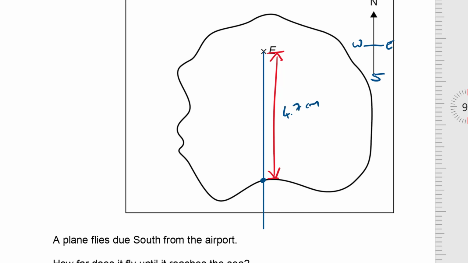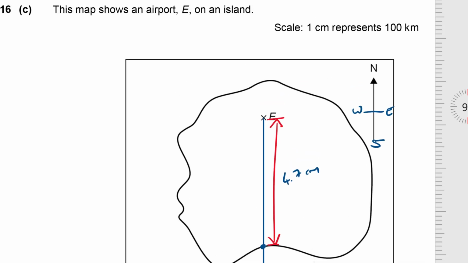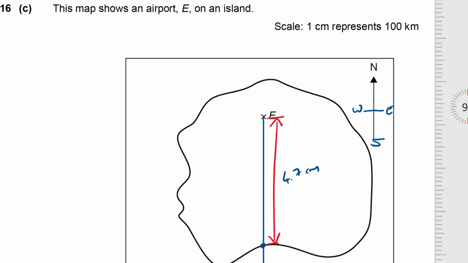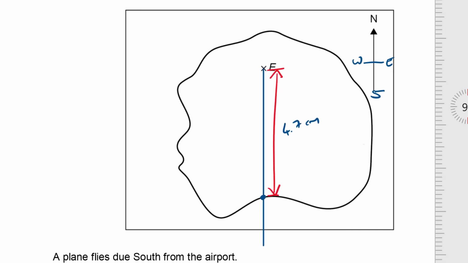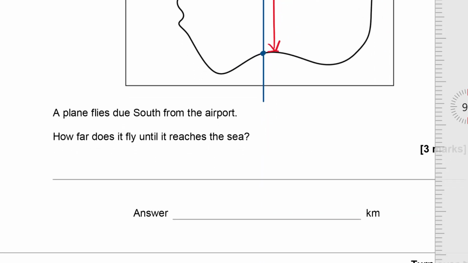4.7 centimeters. Okay, now given the scale that 1 centimeter represents 100 kilometers, then for every centimeter I've got there, it's 100 kilometers. So 100 times 4.7 is going to be the distance then, isn't it? 4.7 times 100, which is 470 kilometers.